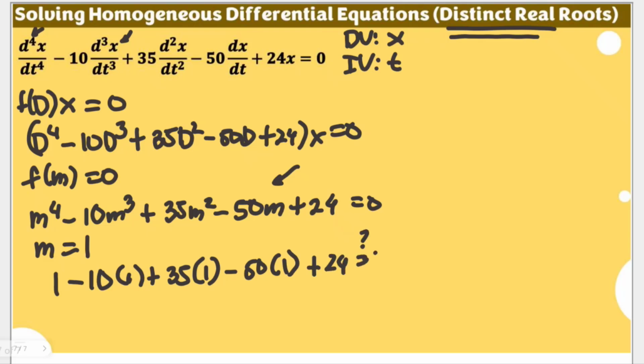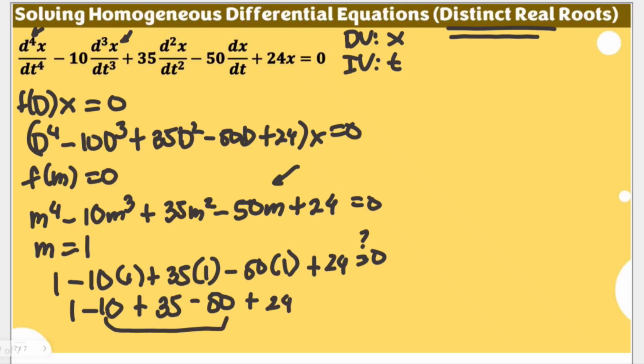Is it equal to 0? Let's check. 1 minus 10 plus 35 minus 50 plus 24. This is negative 9, 26, negative 24, 0. Yes, it's equal to 0. This shows that m equal to 1 is our first root by trial and error or by intuition.